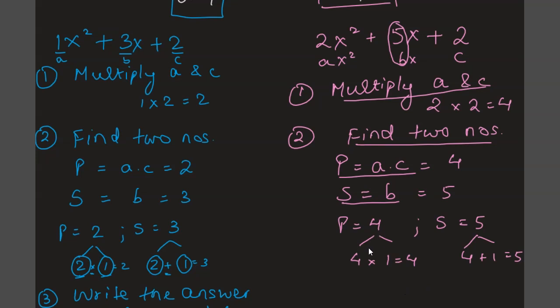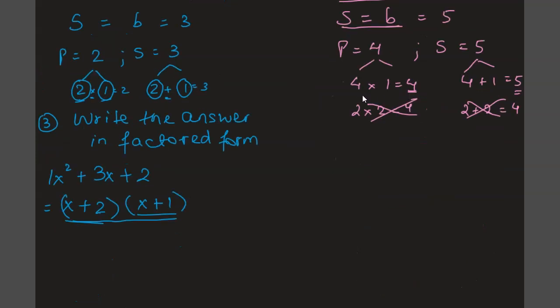If I try any other products, for example 2 times 2, that gives me 4 as a product, but 2 plus 2 does not give me 5. That gives me 4 as a sum. So I'm going to rule this option out. I need my product to be 4 and I need my sum to be 5, as my product has to be equal to AC and my sum has to be equal to B. Now once I'm able to find these two numbers, and the two numbers are 4 and 1, I'll do my third step.